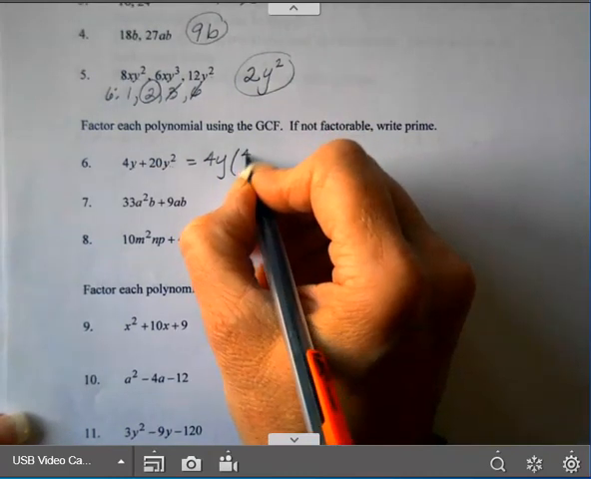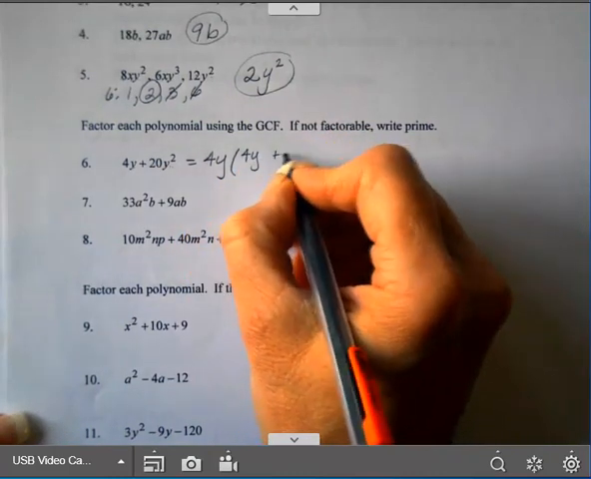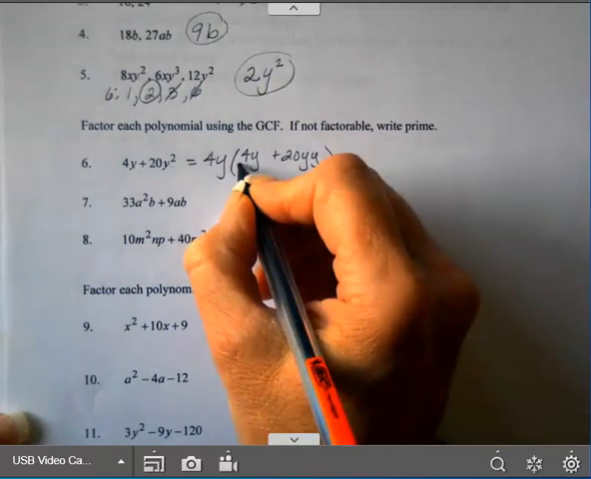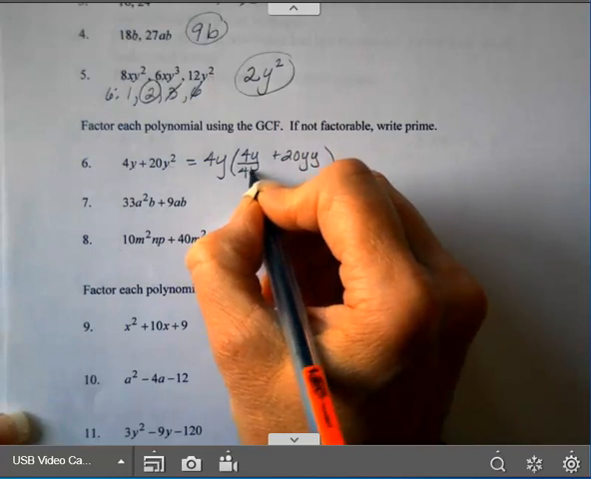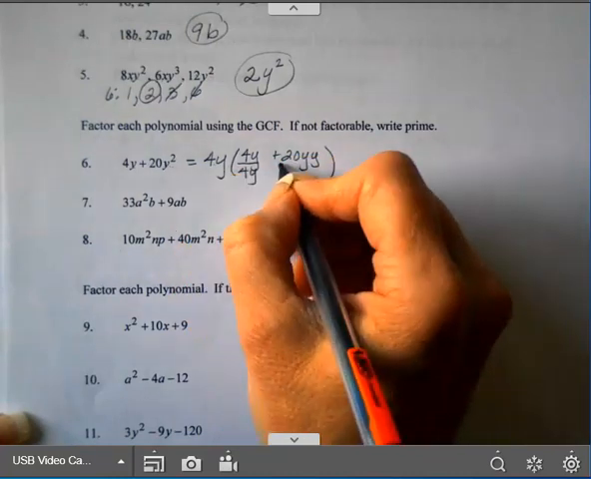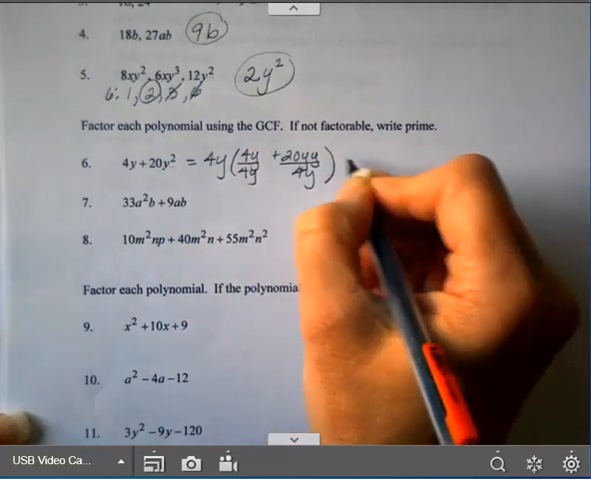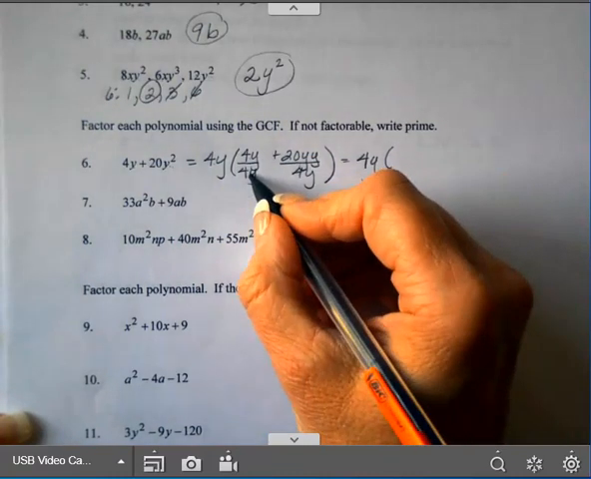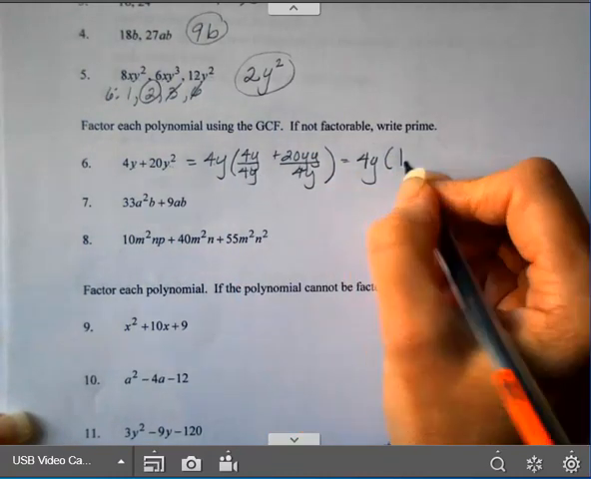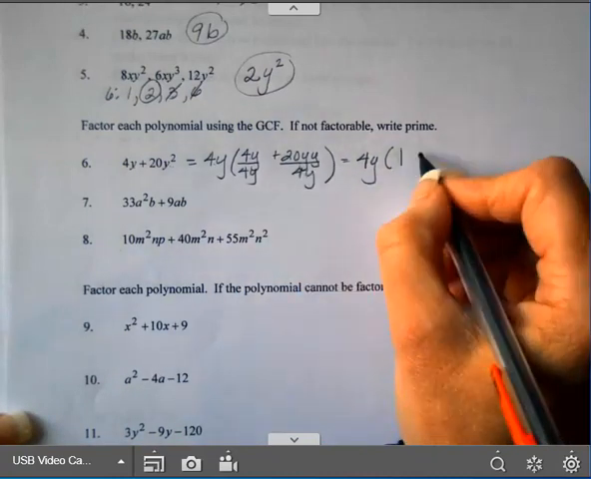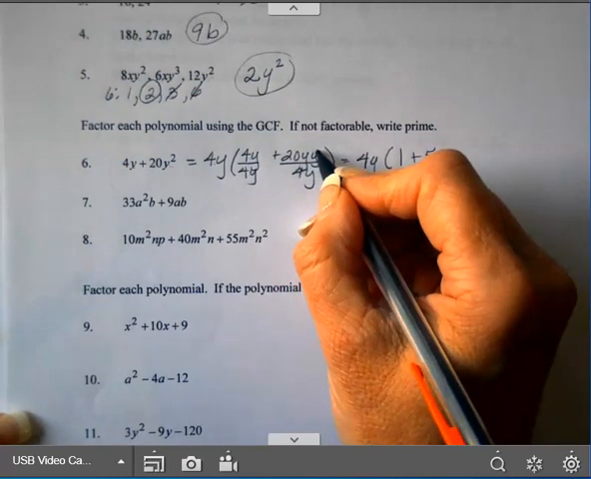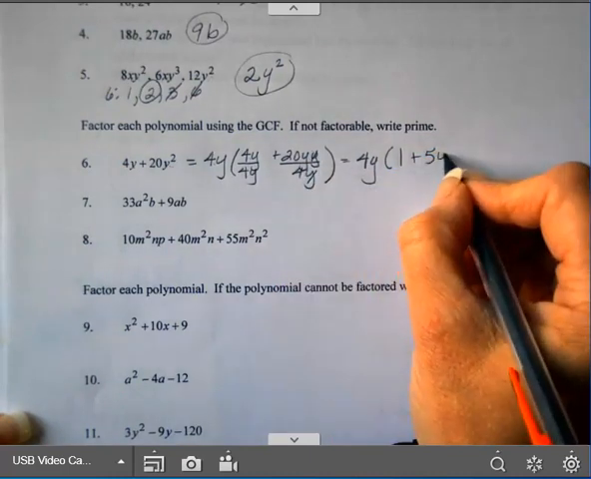If you want to go ahead and write 4Y plus 20YY and do that middle step, you can. I'm going to divide each of these now. When you factor out a 4Y, you divide each of those by 4Y. And so 4Y divided by 4Y is 1. 20 divided by 4 is 5. So this is plus 5. And one of the Y's cancel, and you're left with 1Y.